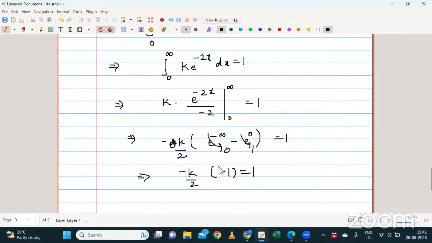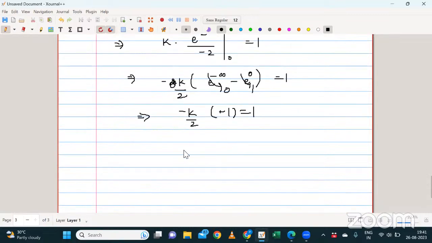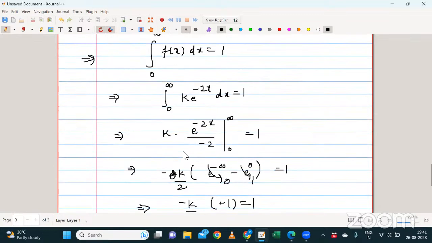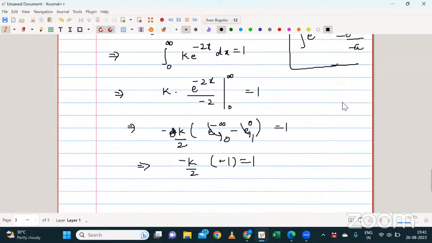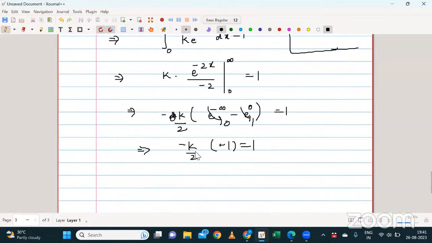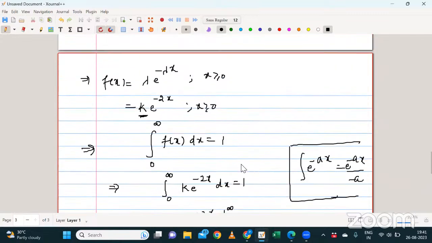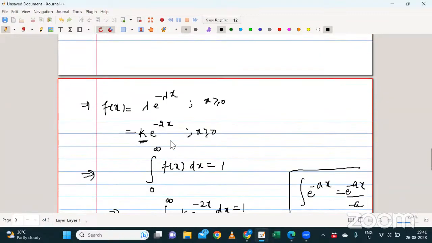Sir, how did that K by 2 come? K into e raised to the power minus 2x. Because the integration of e raised to minus ax is nothing but e raised to minus ax divided by minus a. This is the integration formula. So here K by 2 equals 1, so K equals 2. So you can see that I got the same value. Clear? Okay.